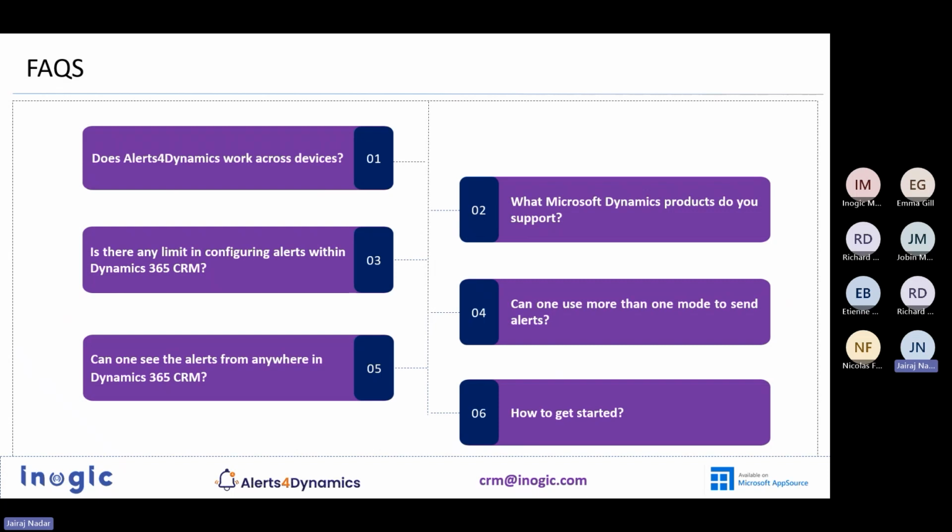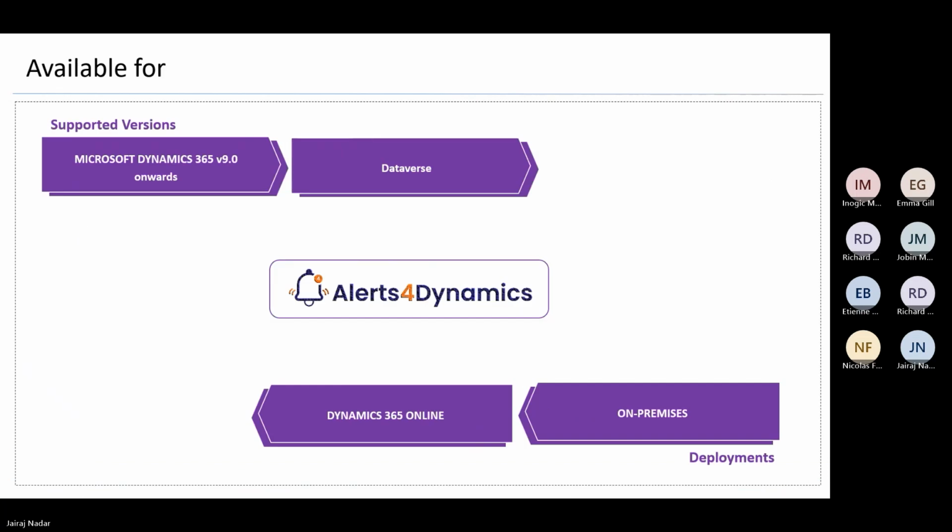You can download the solution from Microsoft AppSource as well as from our website. We also have online docs that will help you configure things at your end, and if any assistance is needed, we are happy to help. The supported version is Microsoft Dynamics CRM 9.0 and above, which can be deployed online or on-premise. It is also supported on Dataverse.